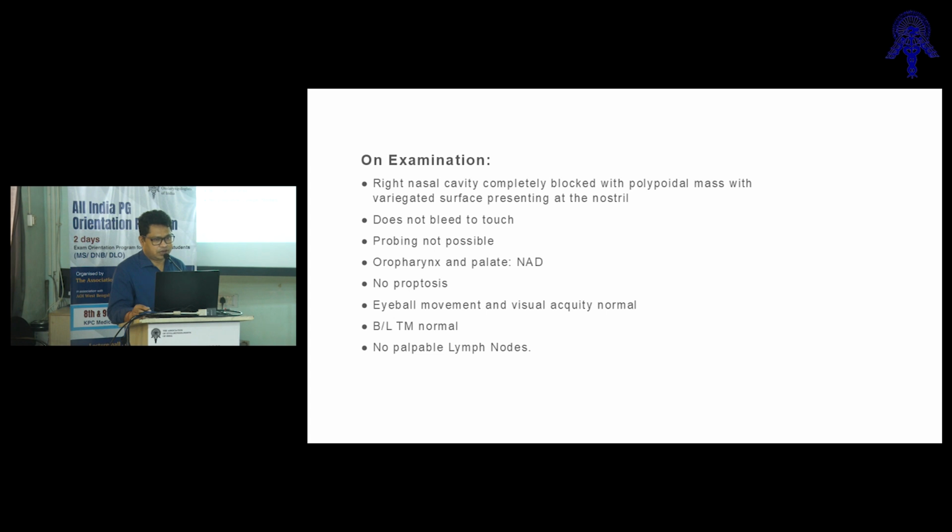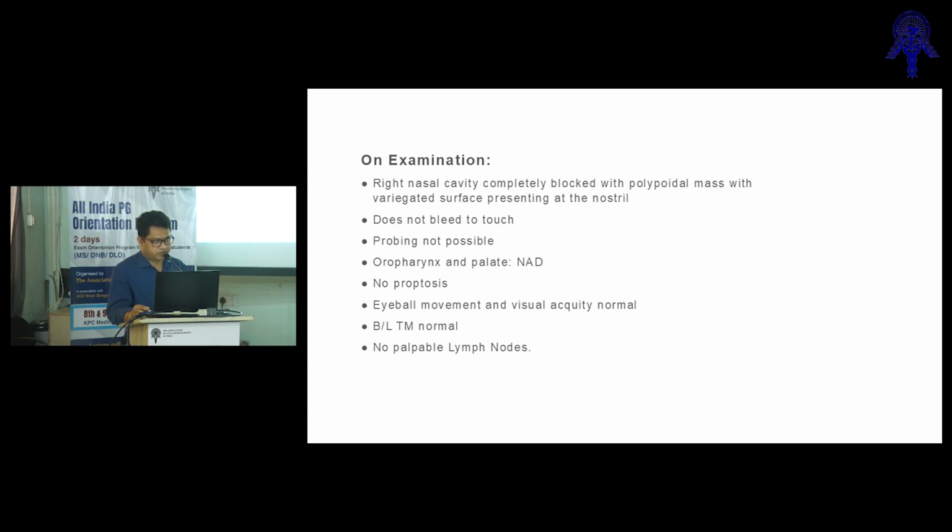On examination, I have found that there is a nasal mass completely obscuring the right nasal cavity, completely blocked by a polypoidal mass with a variegated surface presenting at the right nostril. It does not bleed on touch or probing. Oropharynx and palate are NAD, no proptosis, eyeball movement and visual acuity normal, bilateral TM normal, no palpable lymph node.